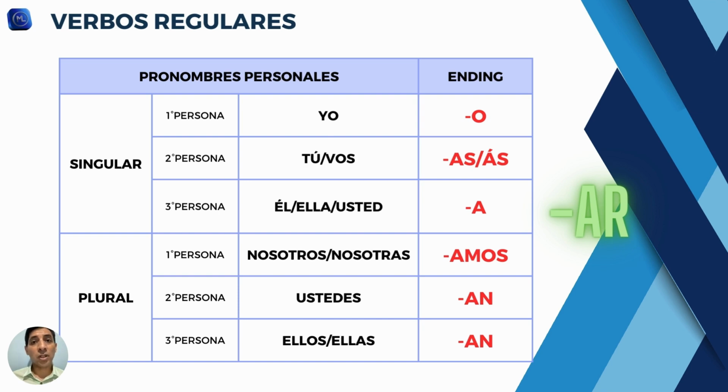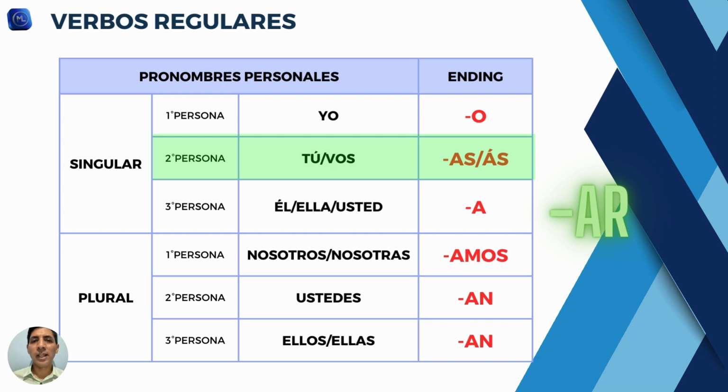So each verb has different endings. So AR verbs, these are the endings for those. For I, the ending is O. For you, the ending is AS with and without the tilde. So the first option without the tilde is for Central American Spanish. The second option with the tilde on the last syllable, that is the Rioplatense version of the Spanish, which is the Spanish that we speak in Argentina, Uruguay, Paraguay, and some other parts.